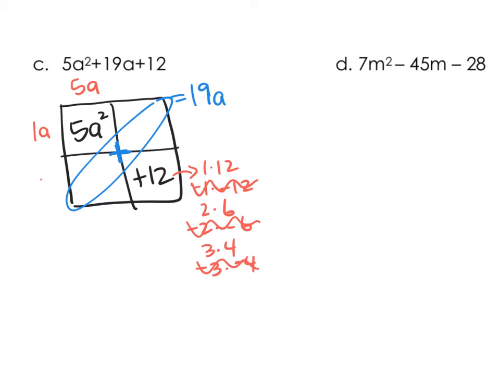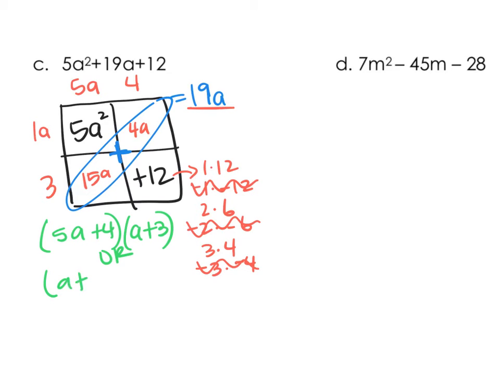Let's try the 3 here and the 4 there. So 4 times a would give me a 4a. And 5a times 3 would give me a 15a. If I add those together, 15a plus 4a does give me 19a. So I found that my answer is 5a plus 4 and an a plus 3.